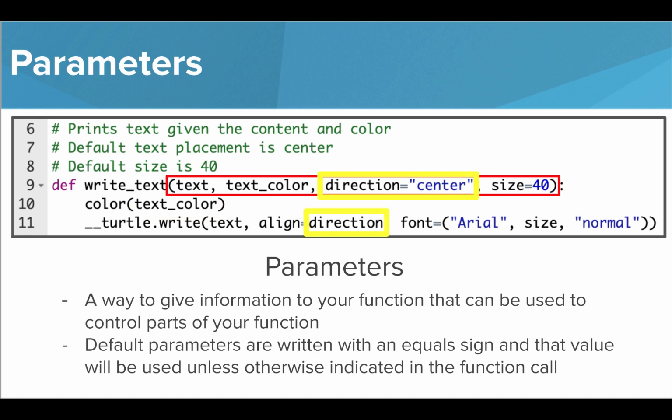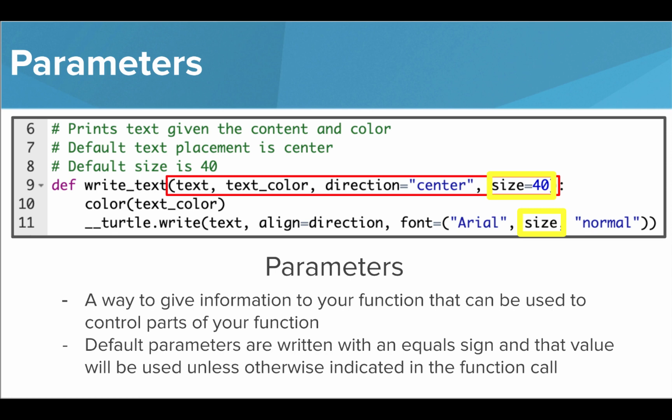That's because it's being given a default value. This means that if we only give information about the text and the text color, as we have been doing, and forget to give information about the direction, the function will default to putting the text in the center. This is the same for our last parameter, named size. If we don't include a size value, it will default to a text size of 40. But including size as a parameter still gives us the option to choose another value if we want to make our font size smaller or larger.